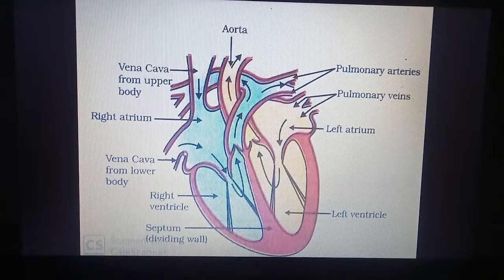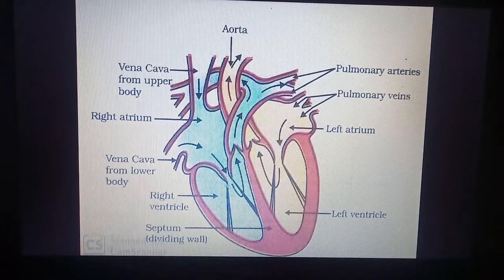And the lower vena cava brings blood from parts lower than the heart, for example the legs. Now this deoxygenated blood, in which no oxygen is there, enters the vena cava. Finally it goes to the right atrium, then it is pushed to the right ventricle.